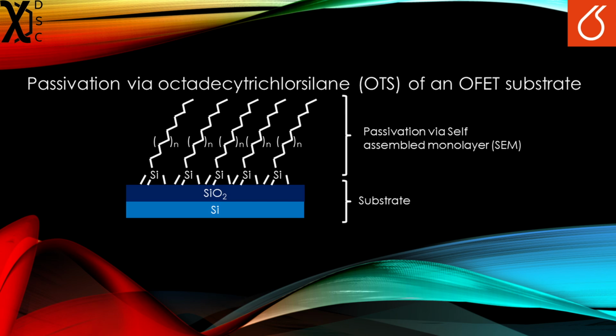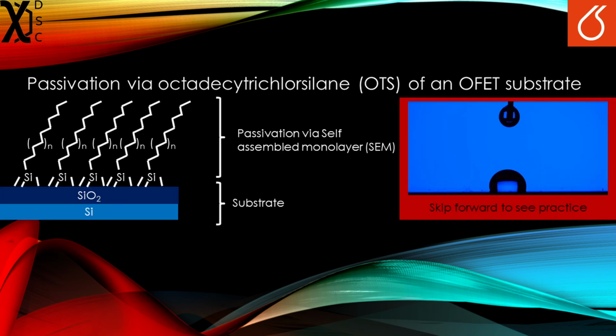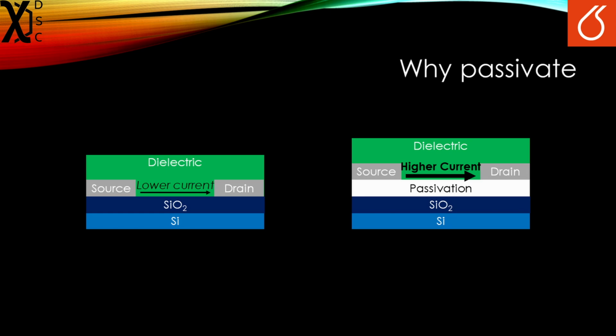Here I will talk through the functionalisation, also known as passivation, of silicon oxide via a self-assembled monolayer. Here I will be using OTS, or octadecyltrichlorosilane. The purpose of this passivation is to increase the conductivity of the resulting OFET, in our case to a range we can measure. I'll first explain the theory and then show the process of passivation.